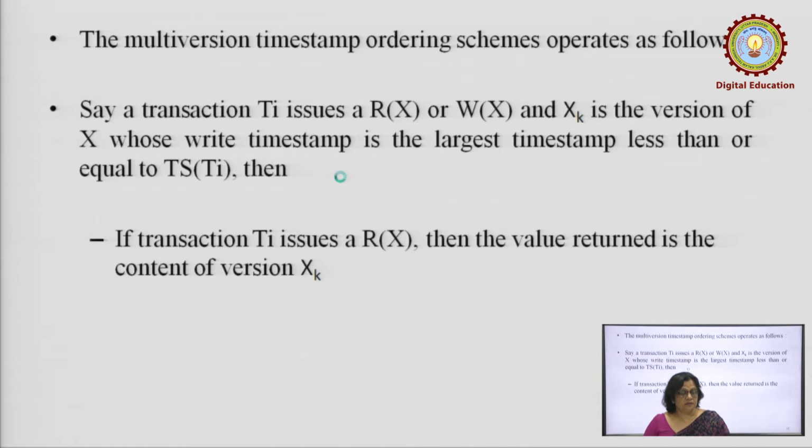Now, the multi-version timestamp ordering scheme operates as follows. Say a transaction Ti issues a read x or a write x, and xk is the version of x whose write timestamp is the largest timestamp less than or equal to TS of Ti. Then if Ti has issued a read x, the value returned is the content of the version xk, that is the latest version that exists.